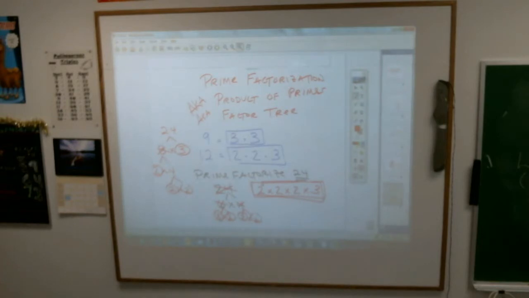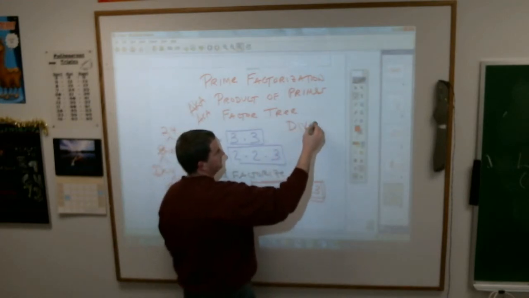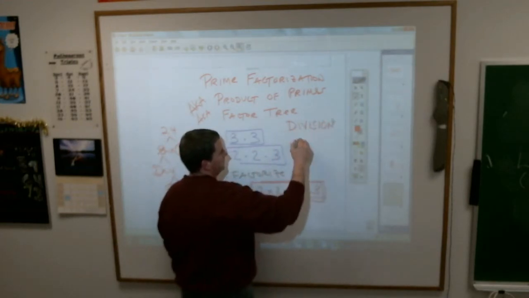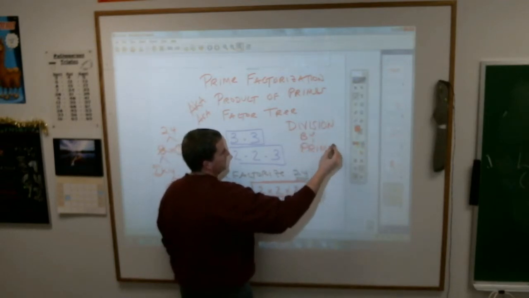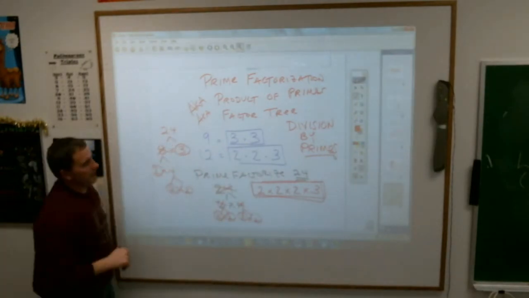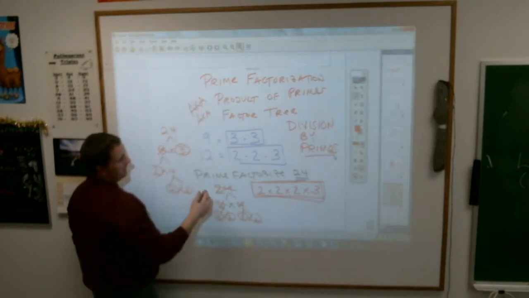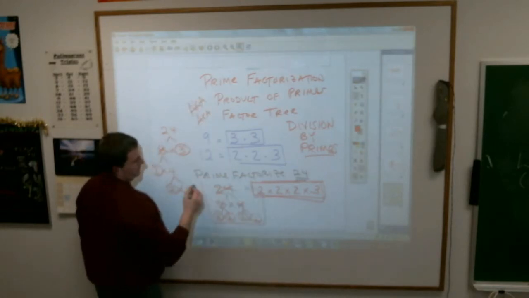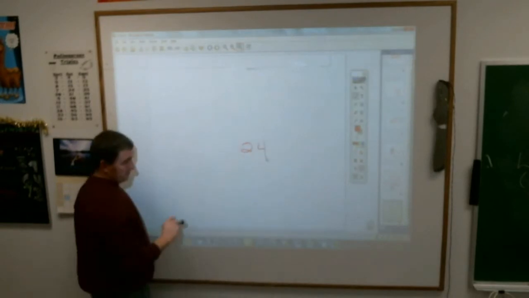Oh, you know what else I did? We got to write in here also division by primes. This is all the same gobbledygook, all 4 of these things. Division by primes, children. There's two ways to prime factorize. One is the factor tree, that's this. The other way is division by primes.